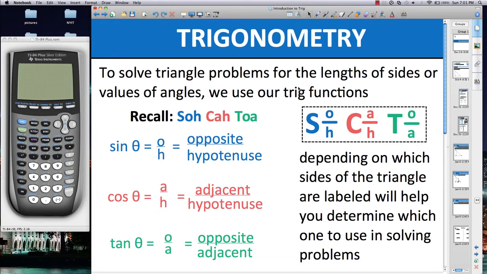To solve triangle problems for the lengths of sides or the values of angles, we're able to use trig functions. And the trig functions are sine, cosine, and tangent. So as you might recall, there's the saying SOHCAHTOA. So the SO part stands for sine of theta, sine of the angle, equals opposite over hypotenuse. Cosine of the angle equals adjacent over hypotenuse. And tangent of the angle equals opposite over adjacent. So we need to be able to label the triangles, and it's going to determine which one of the trig functions we're going to use to solve the problems.